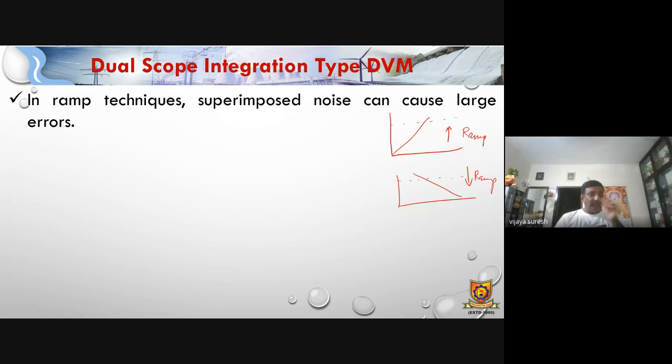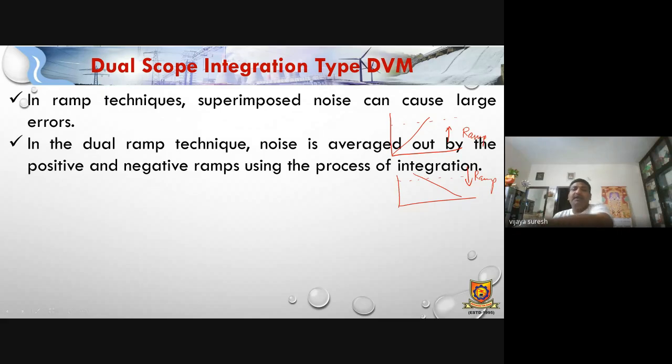Here we are going to use dual slope, nothing but both increasing as well as decreasing ramps. Superimposed noise can also be reduced here. In the single ramp technique, superimposed noise can cause large errors. In the dual ramp technique, the noise is averaged by the positive and negative ramp. Because we use two ramp signals, one positive going ramp and the second a negative going ramp, we get the averaging of those errors. That is the method we are using.